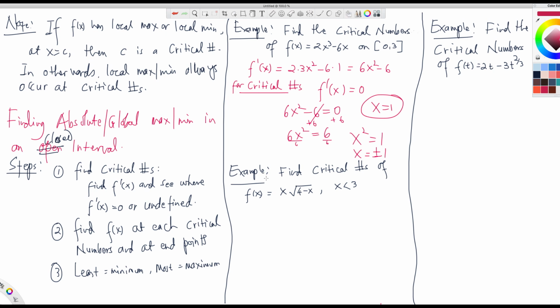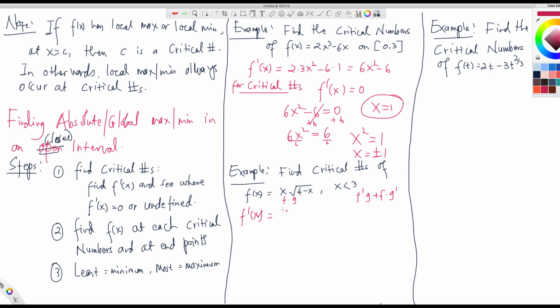Okay, next example. Find the critical numbers of f(x) equals x times the root under 4 minus x. That's what you want to do. So to do that, you find f prime of x. How do I find f prime of x? It is just the product rule, right? F times g. What is the formula? F prime times g plus f times g prime, right?